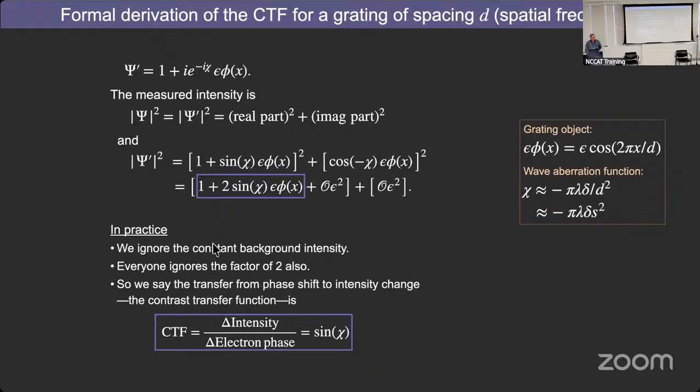So what do people do? They ignore the constant background intensity, which is the 1 here, and for some reason everyone throws away this 2 as well. People say that the contrast relating the change in intensity to the change in electron phase is just this sine chi term: we take the electron phase change and multiply it by sine of chi, and that turns it into the intensity change. So that's where this contrast comes from. Okay, cool.